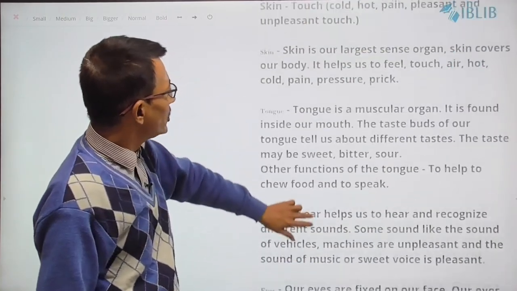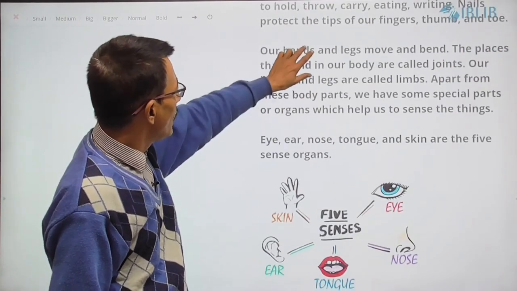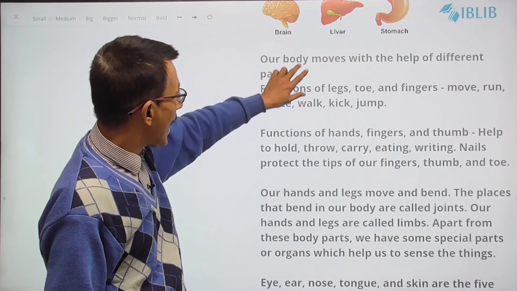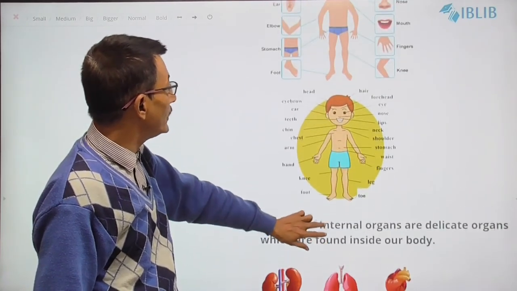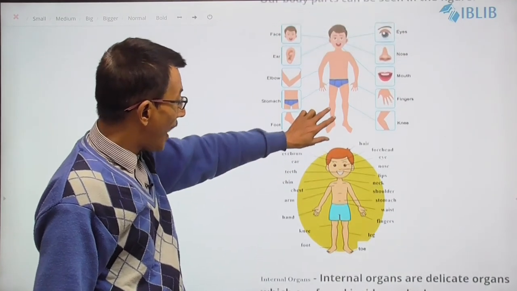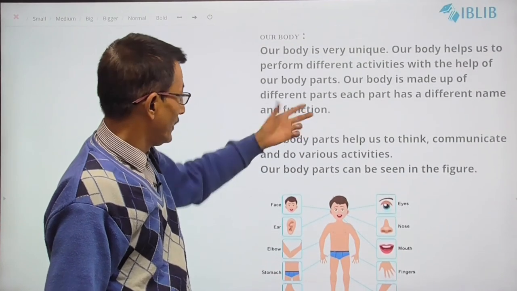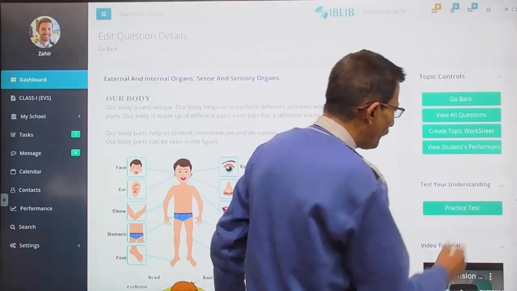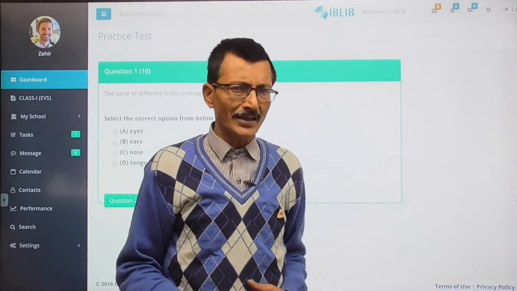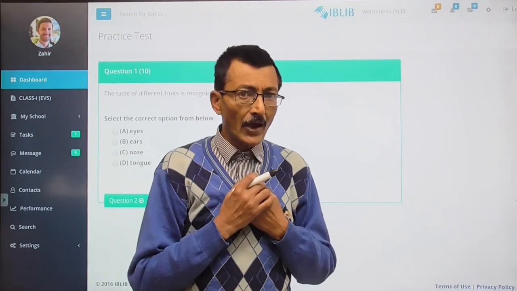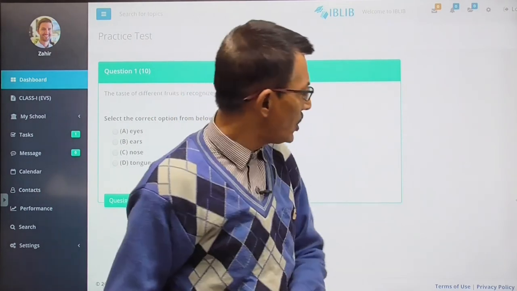Now, dear children, we have seen the five senses. We have seen the functions of our hands, legs. We have seen the functions of our internal organs. We have seen the different parts of our body and the main part of our body. Now, before we move on, we should practice some questions. Let us see whether we have learned something, whether something has entered into our heads or not.